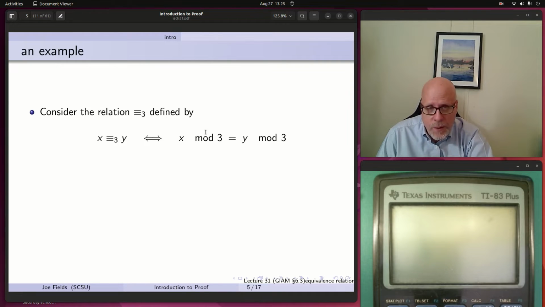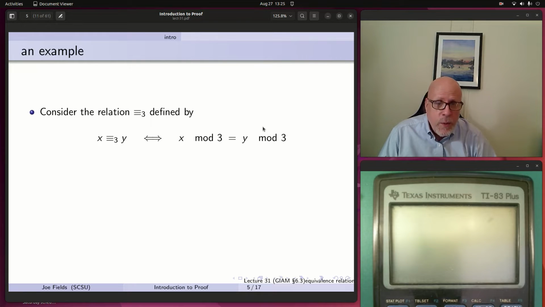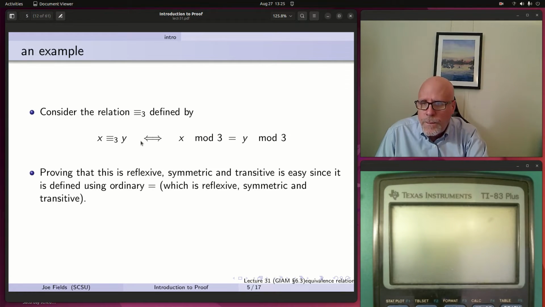So let's go with an example of the kind I just highlighted, the equivalence mod 3. Two things are the same mod 3, and this is how we write that, a triple bar equal sign with a little 3 subscript on it. This relation is defined by x is equivalent mod 3 to y if and only if x mod 3 is equal to y mod 3. In other words, reduce them both mod 3, check if those things are equal, and if they are, then you write this weird symbol in between them.